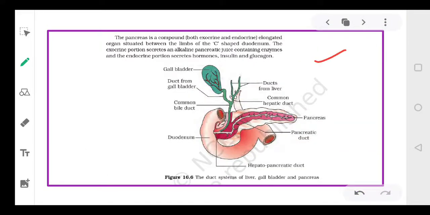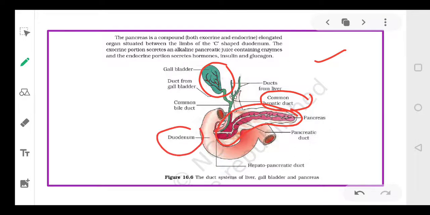Coming to the pancreas. You can see this pink portion, it is your pancreas, and this green portion is your gallbladder, where your bile salts will be stored. These bile salts stored in the gallbladder will be released with the help of the common hepatic duct into the portion which is called the duodenum.